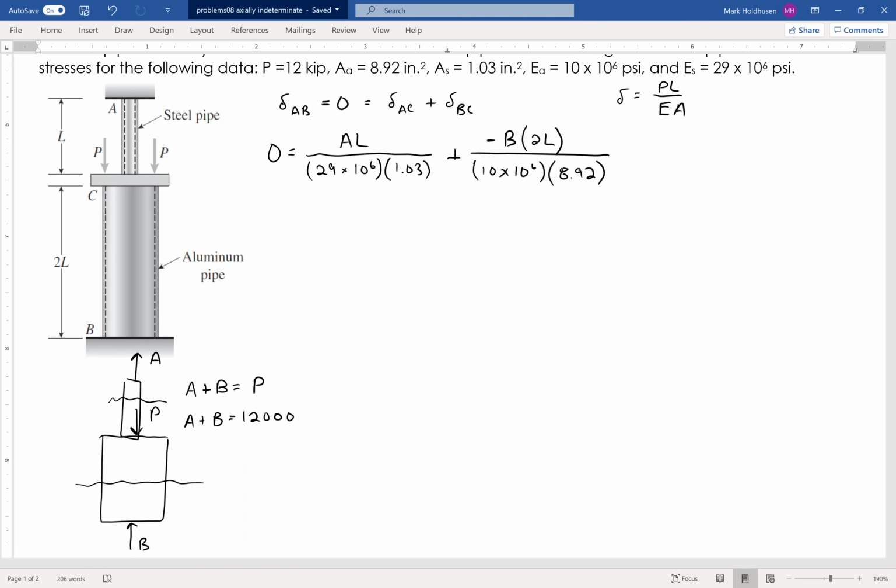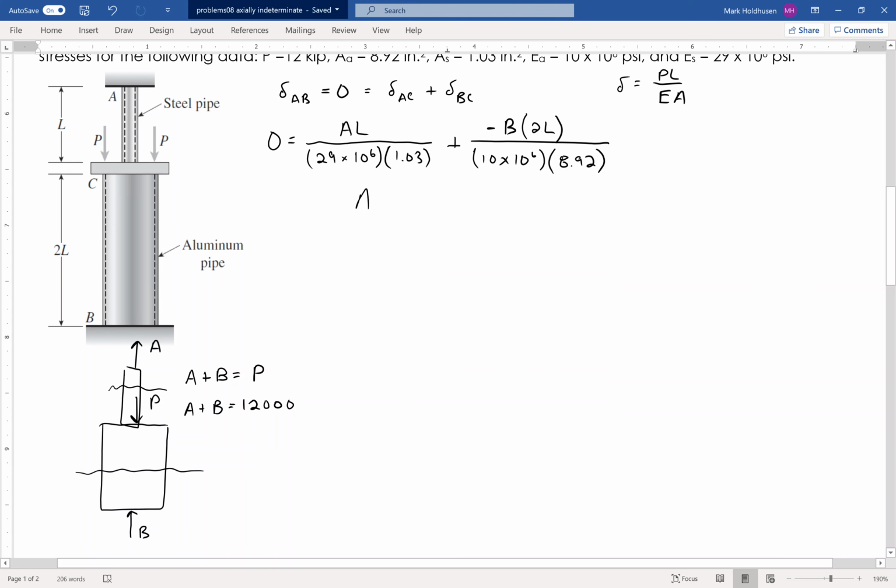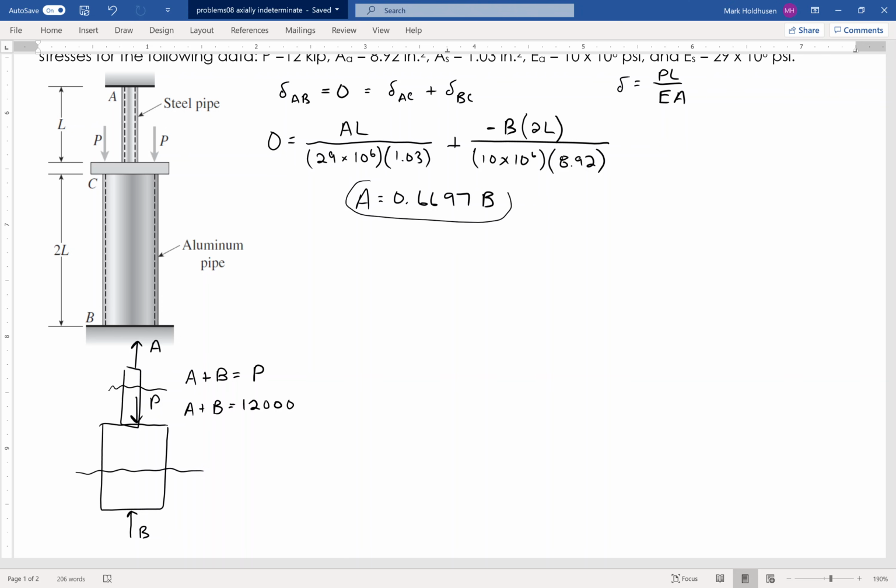And again, it's basically just saying that AC elongates the same amount as BC contracts. Okay, going through the math, simplifying this down, I actually find that A equals 0.6697B. And that's just algebra that I skipped over, solving A in terms of B. Again, L is going to go away. I can divide that through, and it's just figuring out what A is relative to B. So now I've got this equation, and I've got this equation. Now I have two equations, two unknowns.